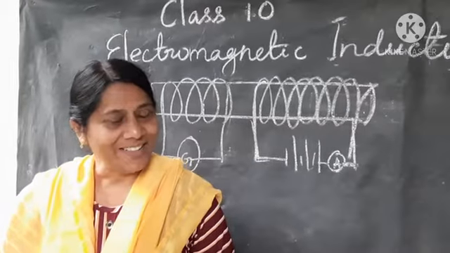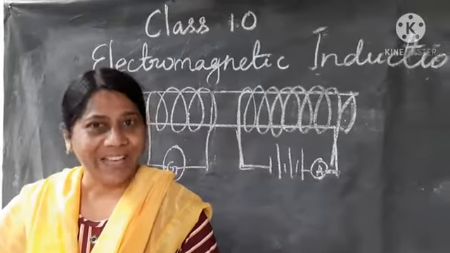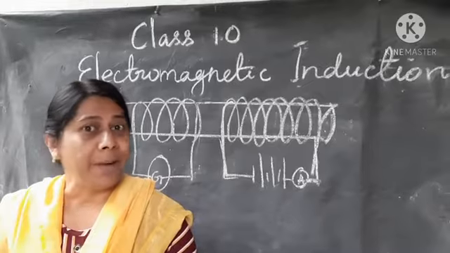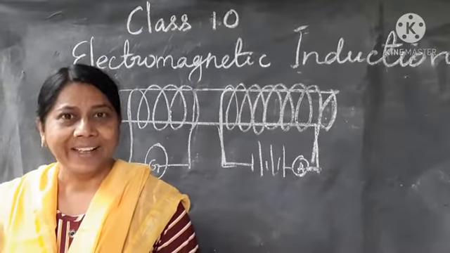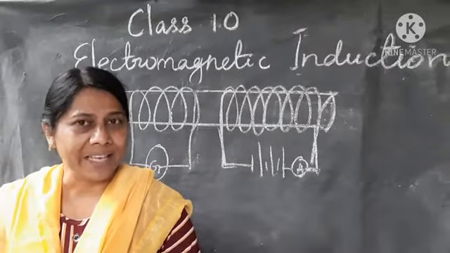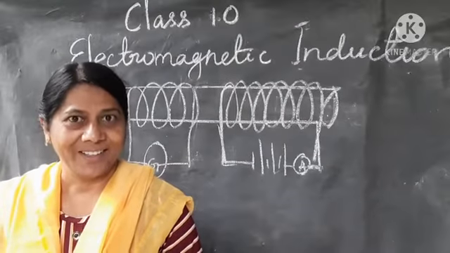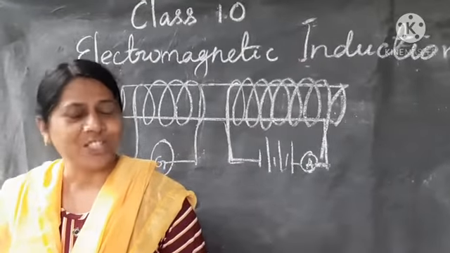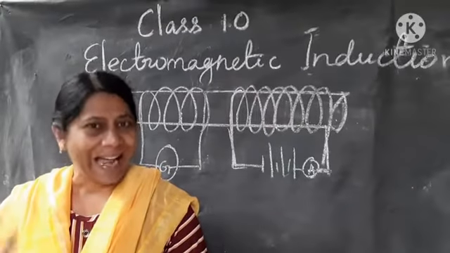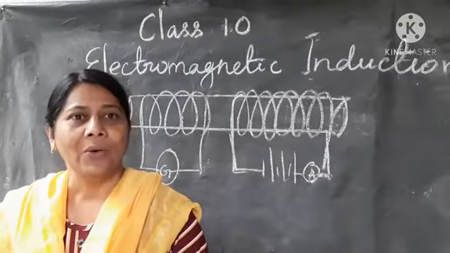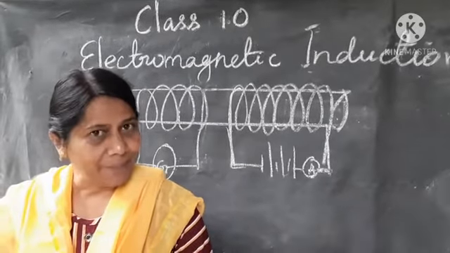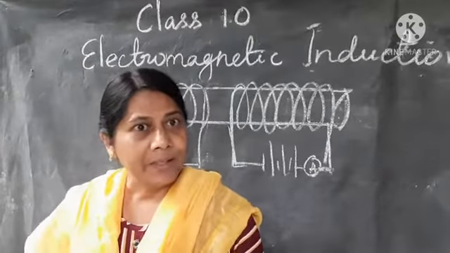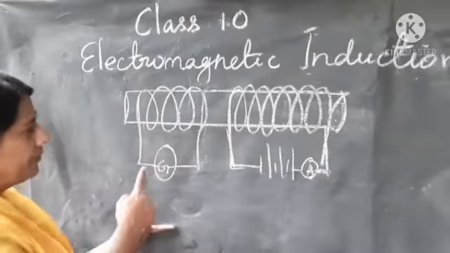Dear students, in the previous class, we have seen current can be induced in a circular coil when the magnetic field is in motion. Am I right? Today also we are going to see another activity for the same process. Okay, here, look at the picture.